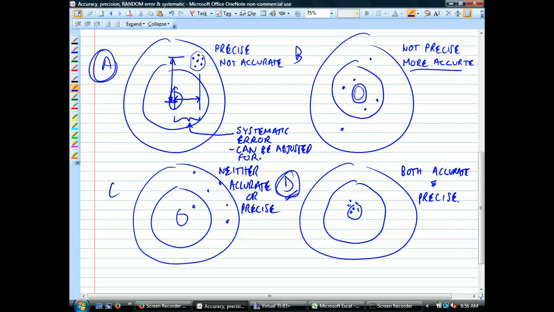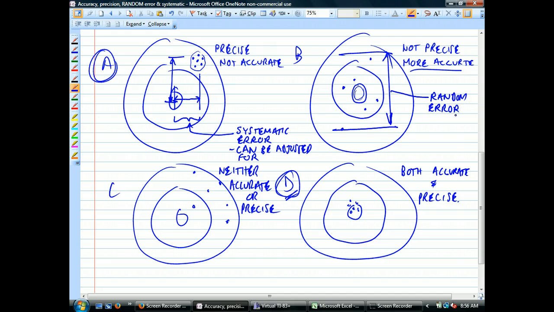Now the reason I picked A over B is because if you're person B, it definitely looks like person B is shooting for the bullseye, but they have some sort of random error going on. So this kind of error, where it's basically about the spread of your data, the spread of your measurements or your results, that is called random error.